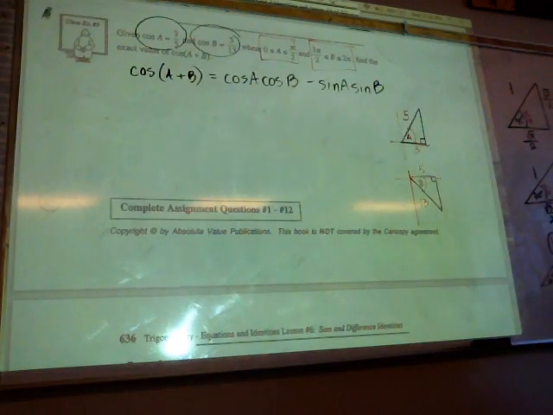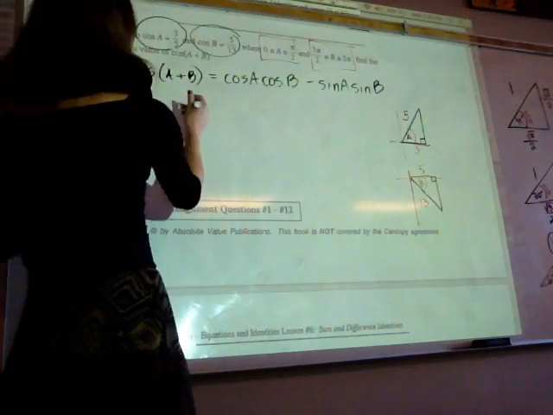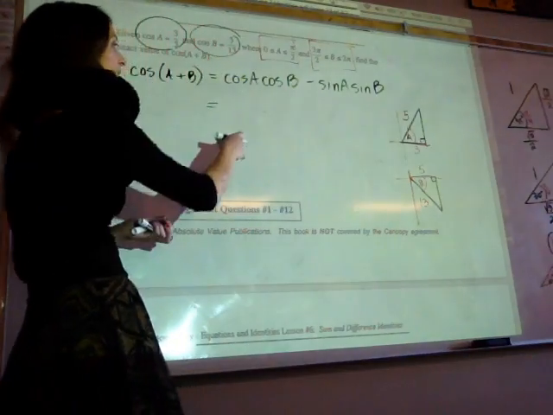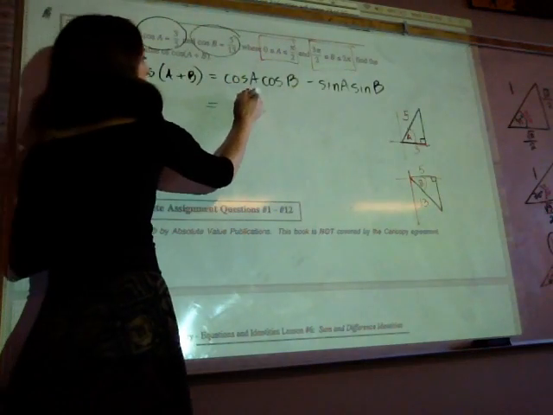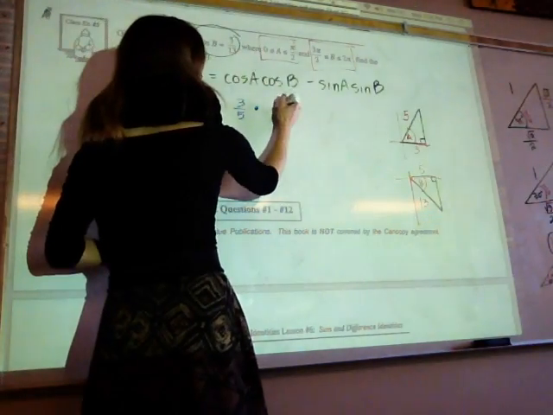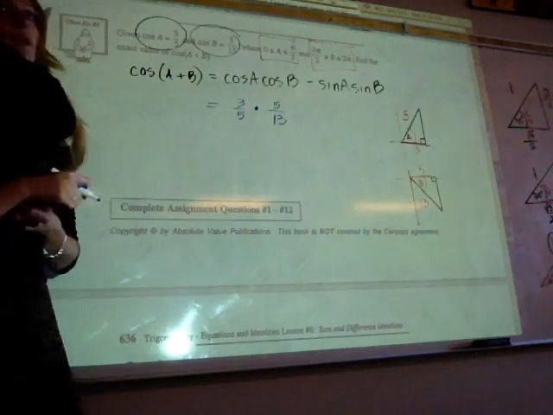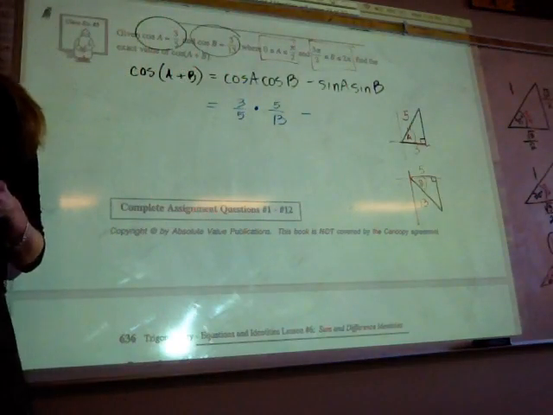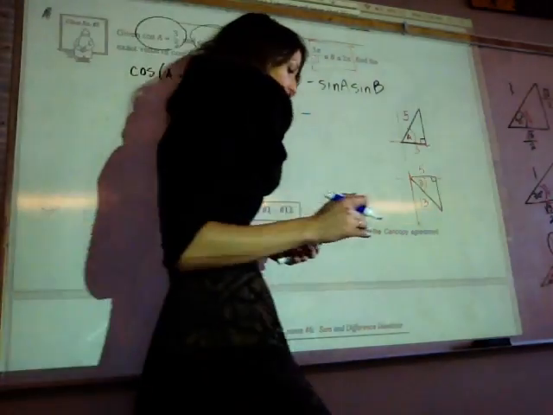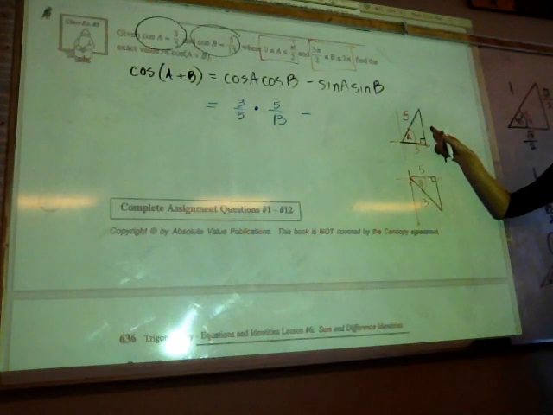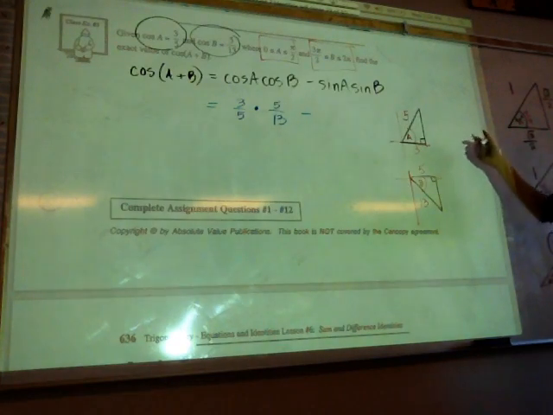So let's just fill in what we know. Cosine A plus B is equal to cosine A, cosine B minus sine A, sine B. Cosine A is 3 over 5. Cosine B is 5 over 13. And now we need to subtract sine A times sine B. Well, sine is opposite over hypotenuse. If we look at the triangle for A, do we have our opposite? Not yet. What will I use to find that third side? Pythagoras. Good.